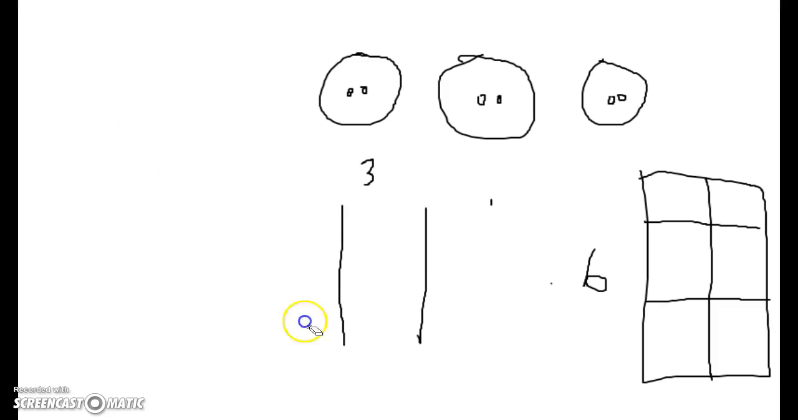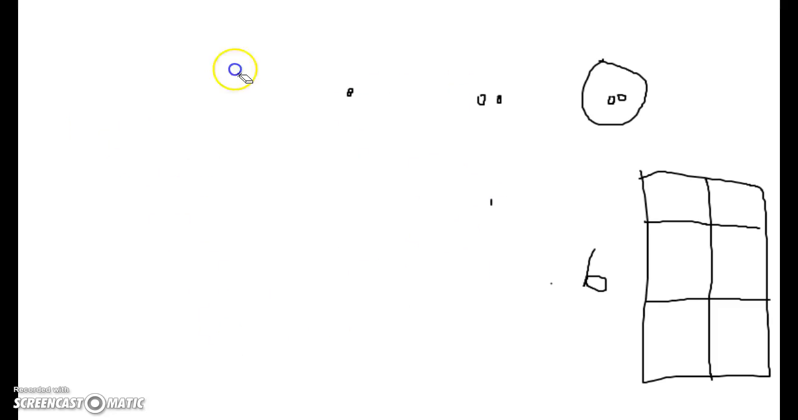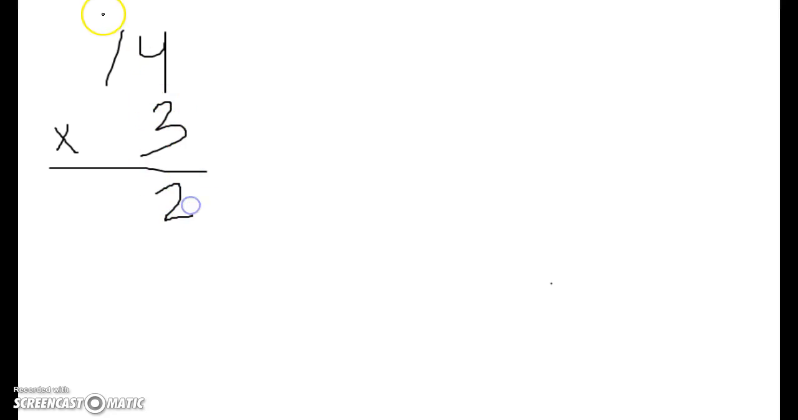When you get to something a little more complicated, let's do another more complicated problem. Let's do 14 times 3. Traditionally, you're going to go 4 times 3 is 12. You're going to carry this little 1 guy up here. 3 times 1 is 3, plus 1 is 4. You get 42.